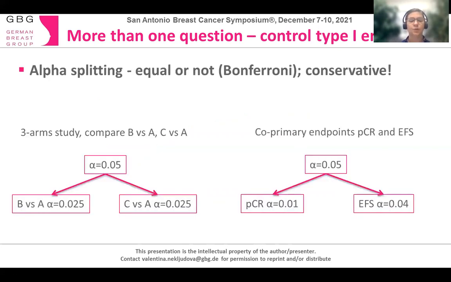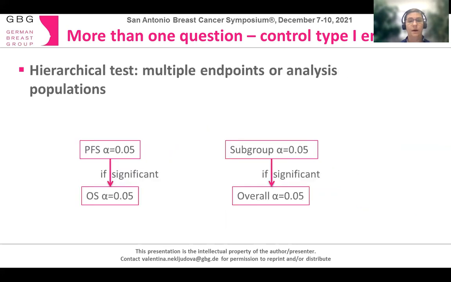Here are some ways to do that. You can split alpha. It is called Bonferroni correction. You can split alpha equally or not. Another way is hierarchical tests, where you don't even test the second hypothesis if the first one is not rejected. If you choose hierarchical testing, you should not report a p-value for the second test if the first one was not positive. Unfortunately, it is not always the case.